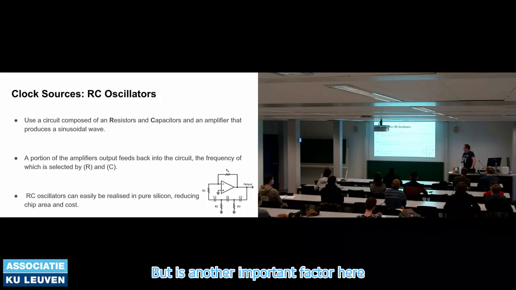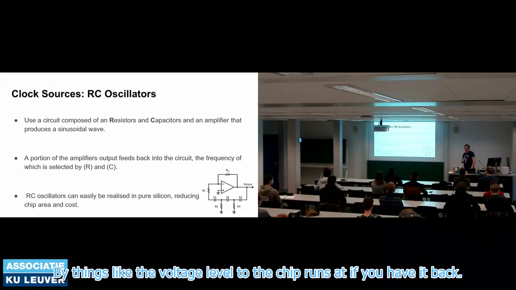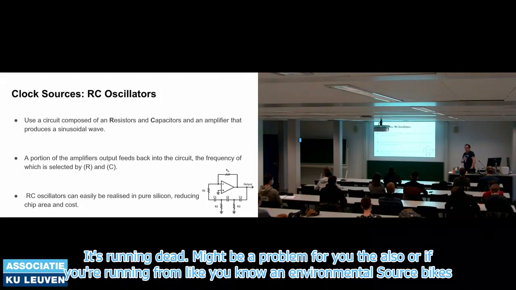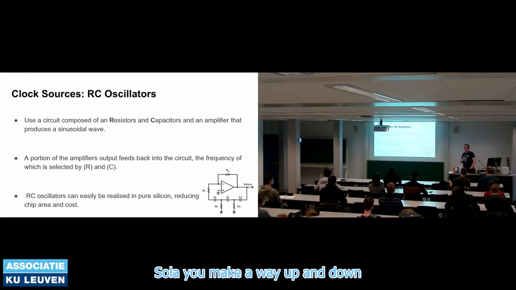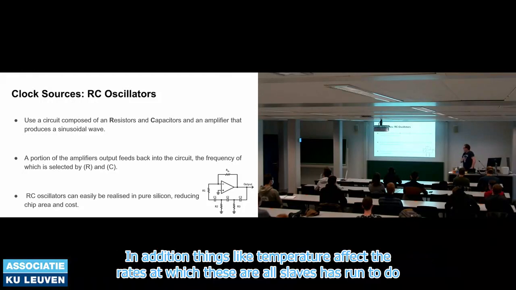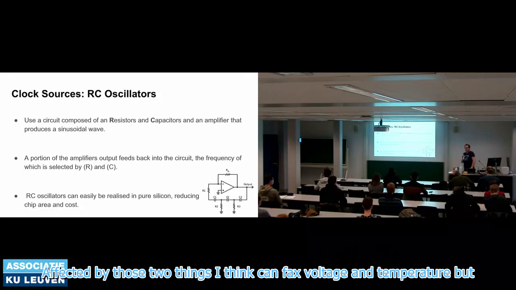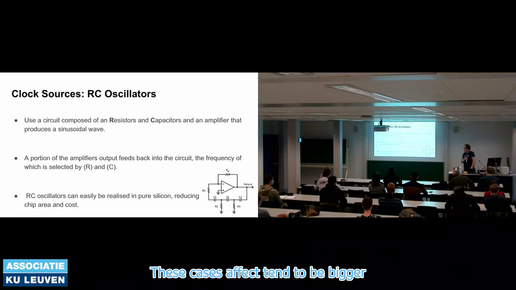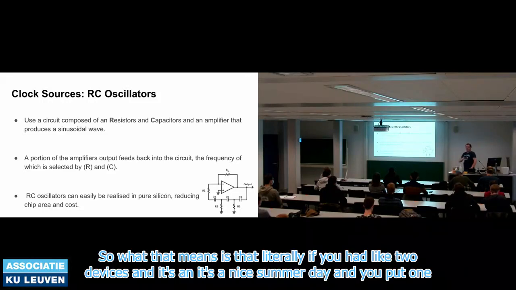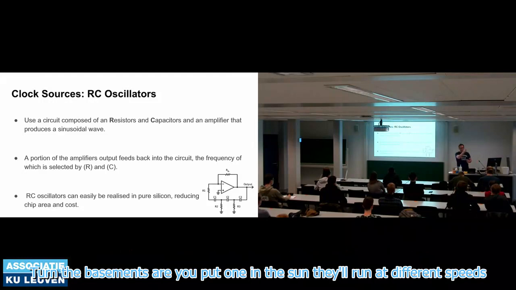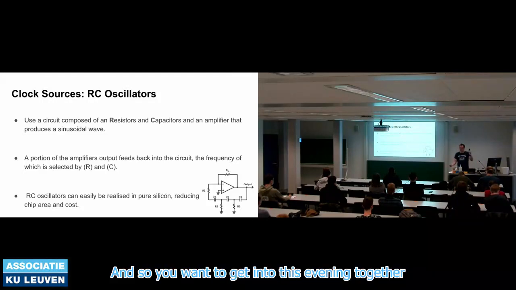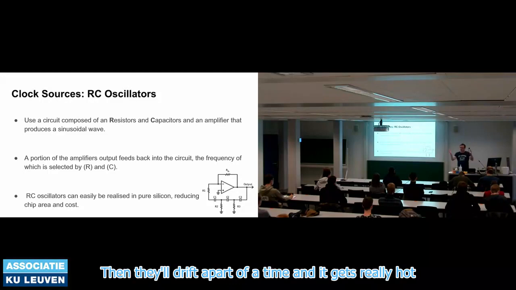But there's another important factor here, which is that these things are also impacted by things like the voltage level that the chip runs at. If you have a battery that's running dead, that might be a problem for you. Or if you're running from an environmental source like solar, you may go way up and down. In addition, things like temperature affect the rate at which these oscillators run. Actually, all oscillators are affected by those two things, voltage and temperature, but in these cases, the effects tend to be bigger. So what that means is that literally if you had two devices and it's a nice summer day and you put one in the basement and you put one in the sun, they'll run at different speeds. And so if you want to get them to do something together, they'll drift apart over time and it gets really hard.